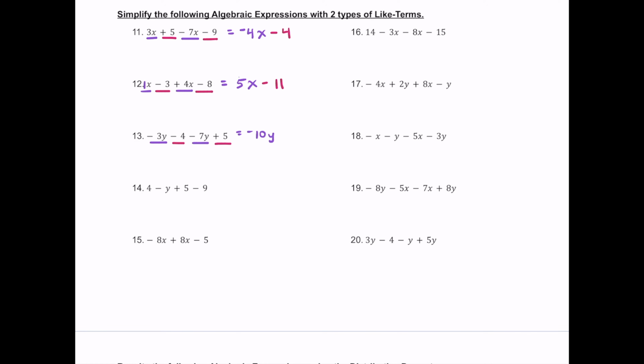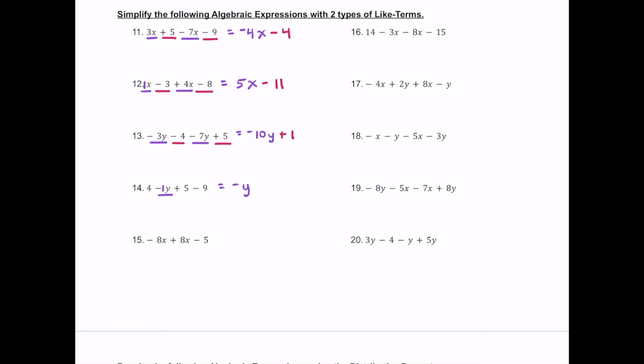That's going to be a positive 1, so we're going to write a plus 1. For number 14, looks like we have a negative 1y here, and looks like nothing else is going to combine with it, so I'm just going to write negative y. I'm not even going to write the 1 in front of it, don't need to.